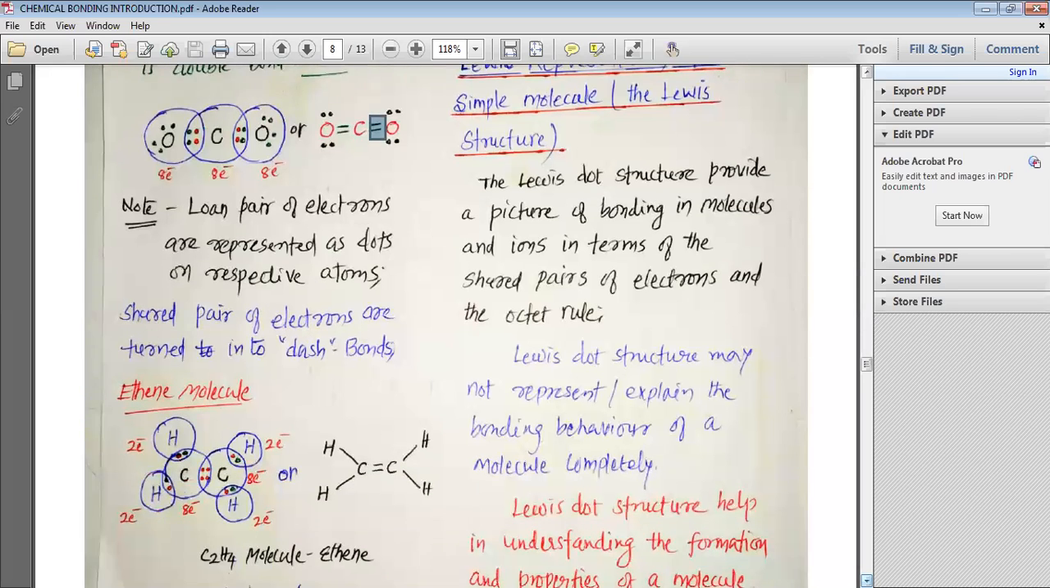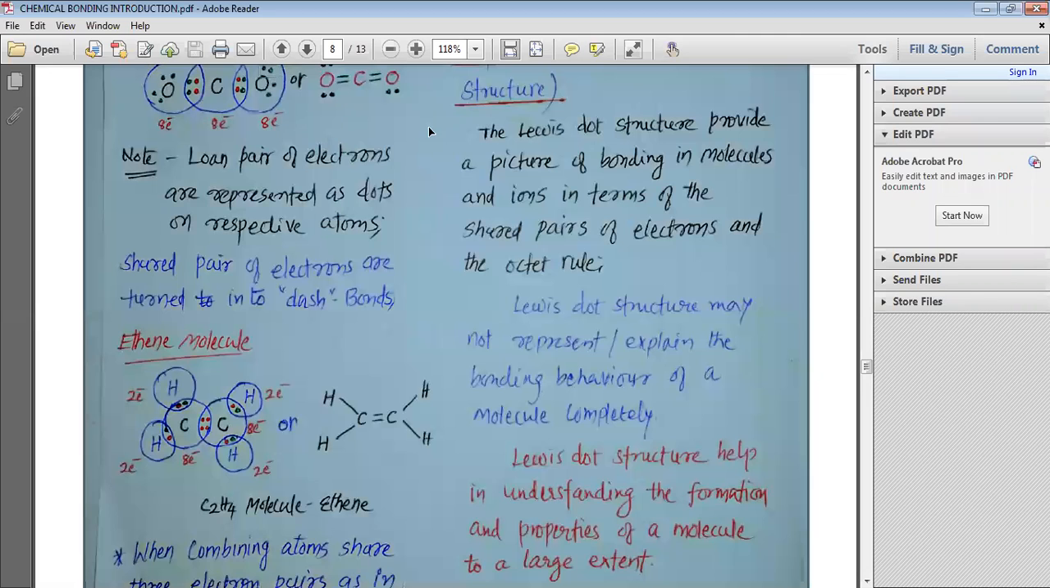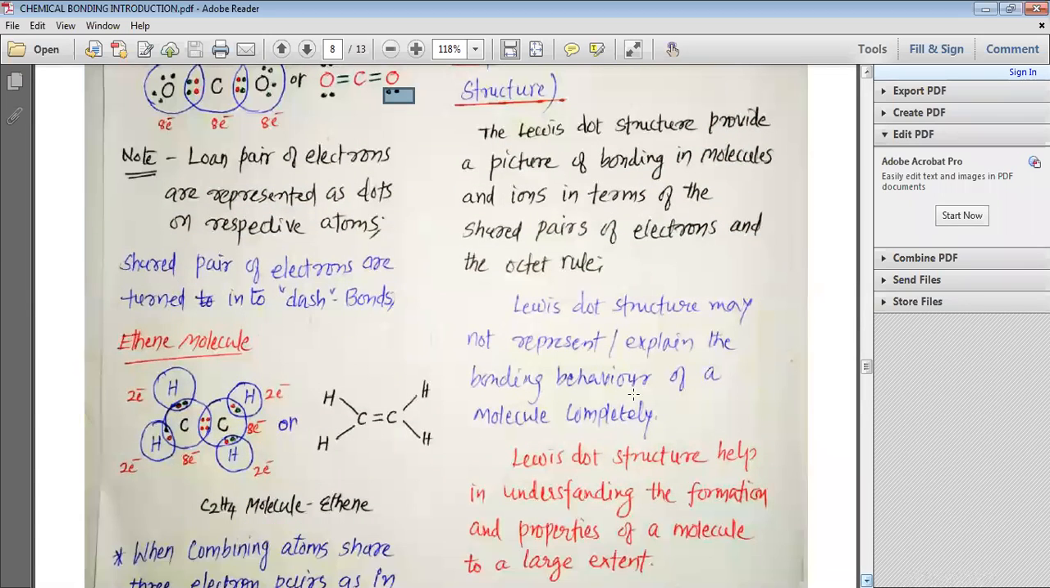Remember, there is a note for you: lone pairs of electrons are represented as dots on the respective atoms. You can see that these are known as the lone pairs of electrons, my dear students. You can easily see them. Even after writing the bonds, we should represent the lone pairs of electrons so that we can come to know how the electrons have been shared among the atoms. Shared pairs of electrons are turned into dash bonds, whereas the lone pairs of electrons are represented as dots.